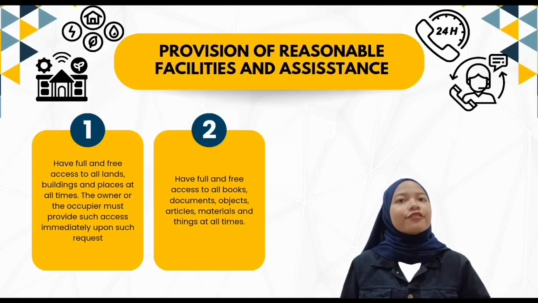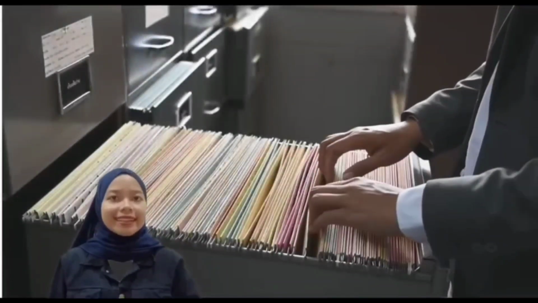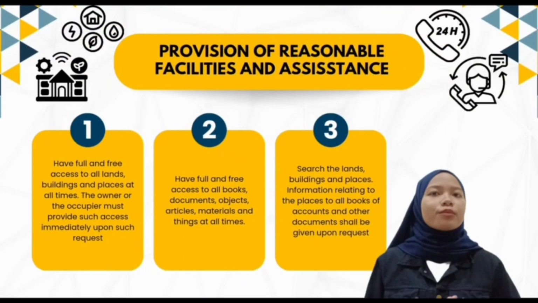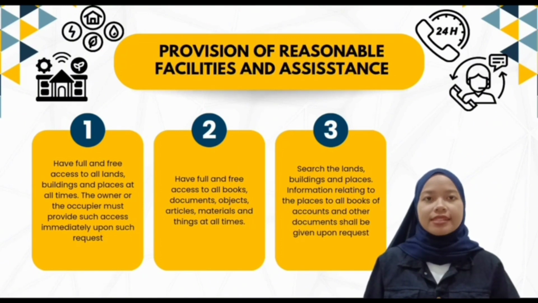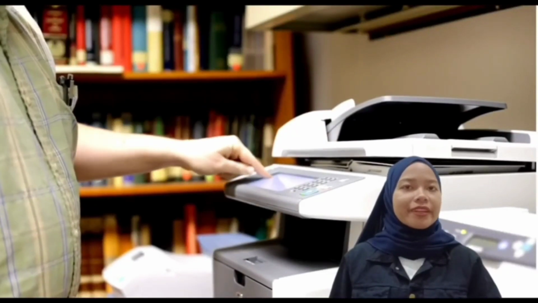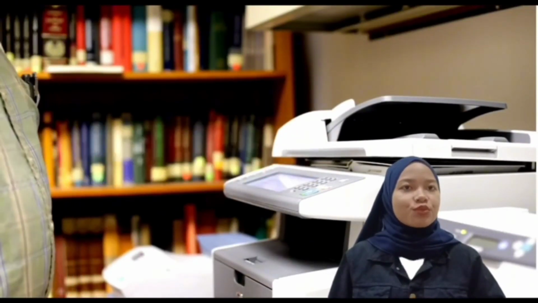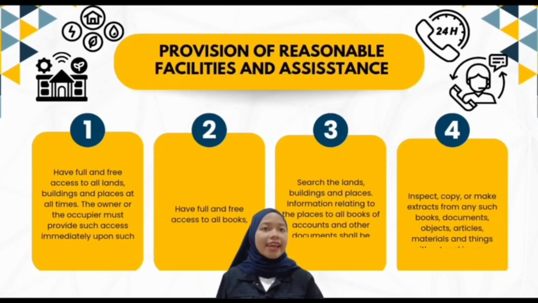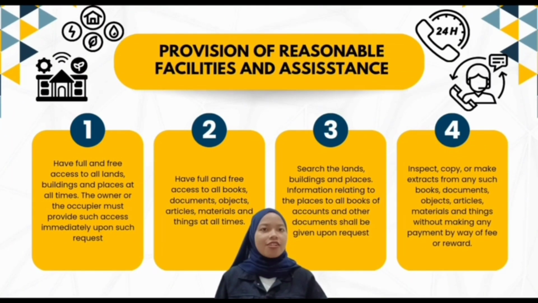Second, have full and free access to all books, documents, objects, articles, materials, and things at all times. Third, search the lands, buildings, and places. Information relating to the places, all books of accountants and other documents shall be given upon request. Lastly, inspect, copy, or make extracts from any such books, documents, objects, articles, materials, and things without making any payment by way of fee or reward.